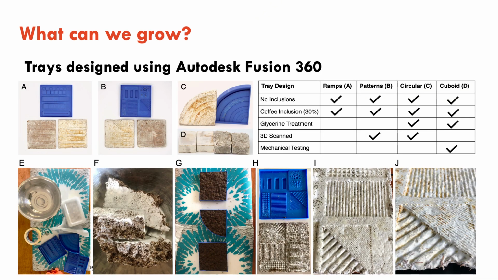So to explore this, we produced a series of trays to examine the surface qualities that we could produce from myco-materials and how well they rendered them. These were grown with no inclusions and with a coffee inclusion of 30% spent coffee grounds, and also the circular trays seen in subfigure C here included a glycerin treatment. This is used to soften the material, a bit like a moisturizer. Several of these were then 3D scanned or tested mechanically.